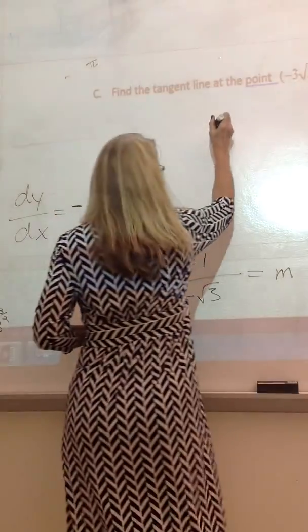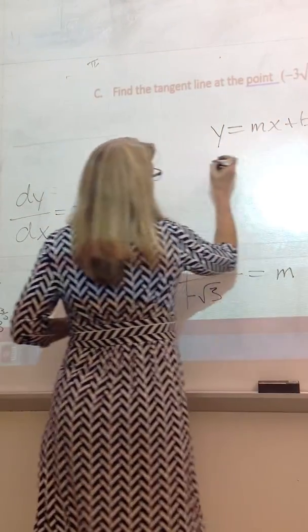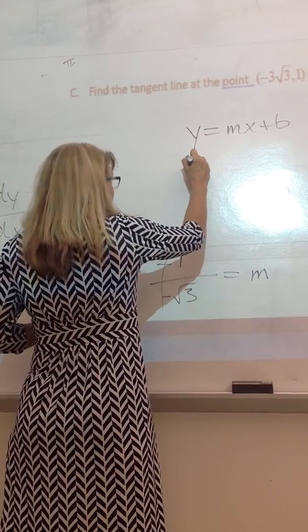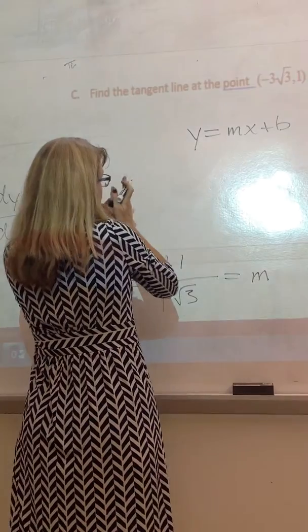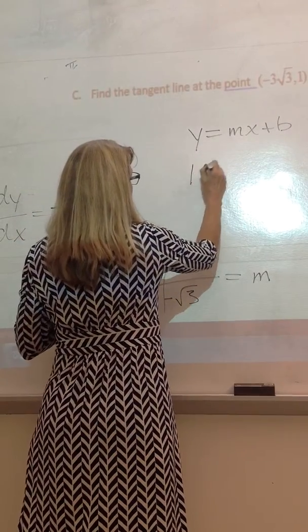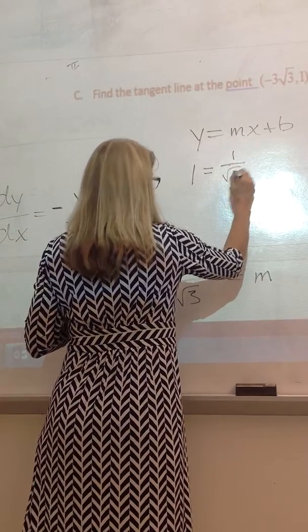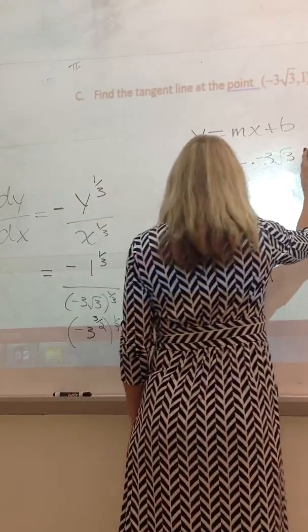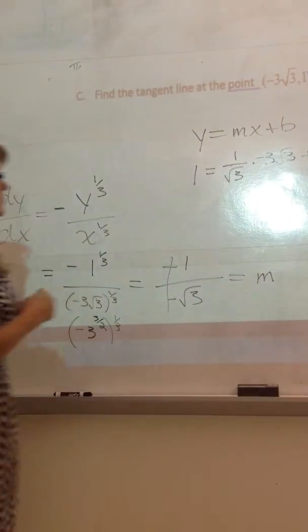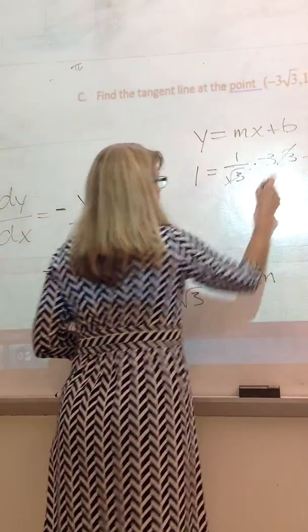So my line is y equals mx plus b. The tangent line goes through that same point. It's tangent at that point. So y is 1 when x is negative 3 times the square root of 3. And my square roots cancel.